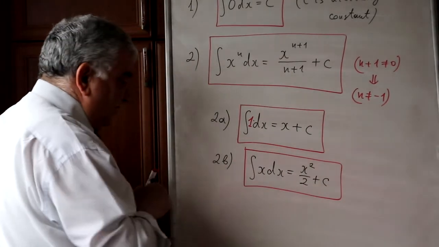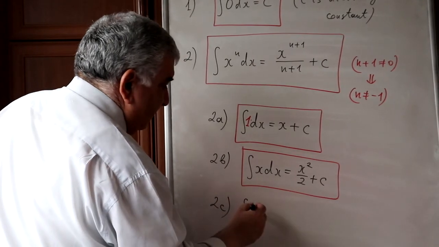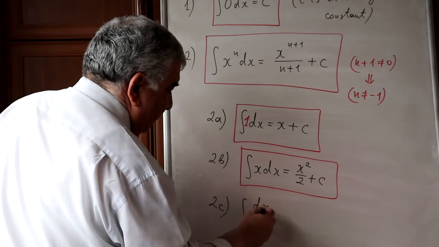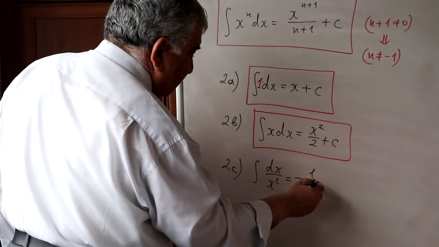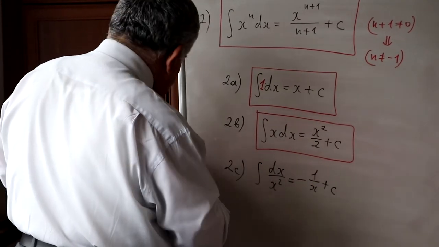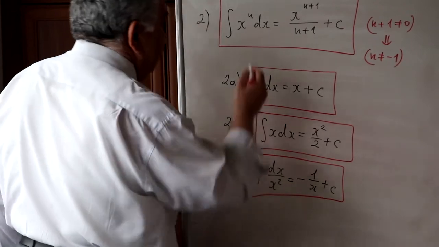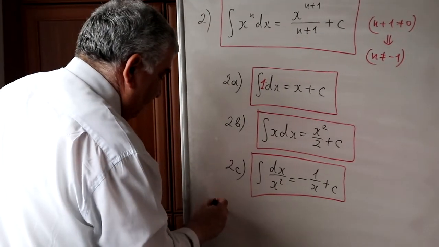Then 2c, integral of dx over x squared is equal to minus 1 over x plus c. We can prove this formula with the help of the basic formula. Proof.